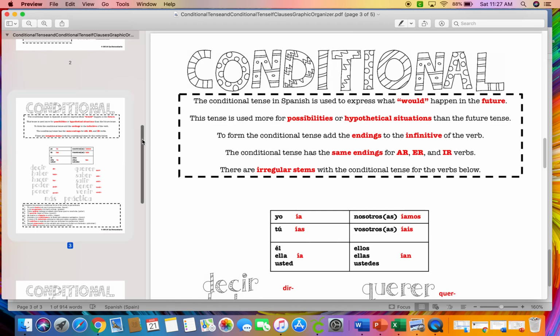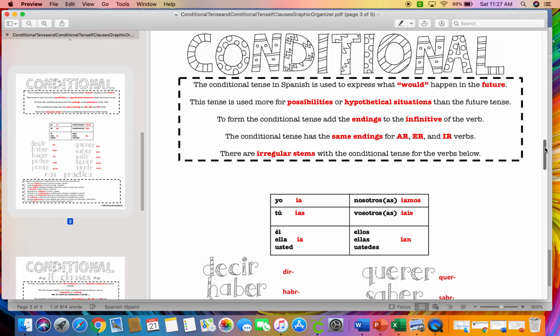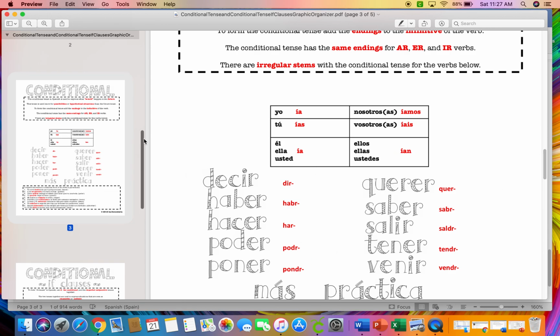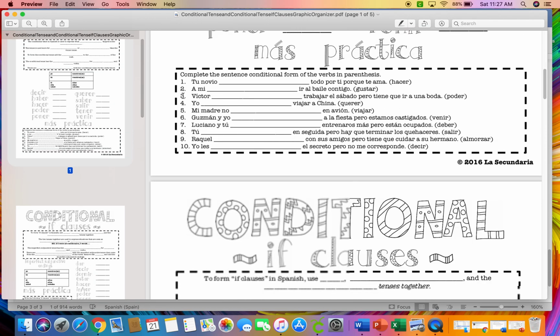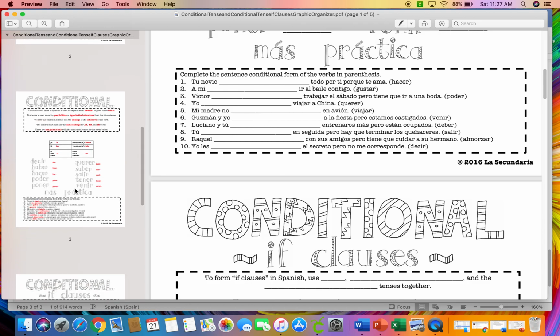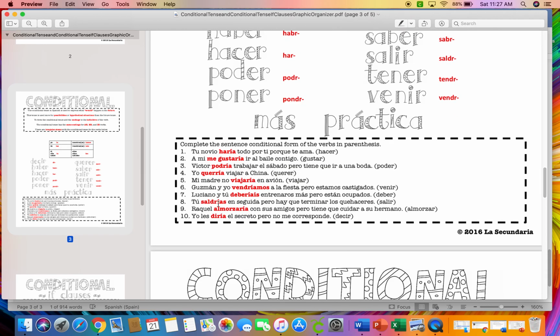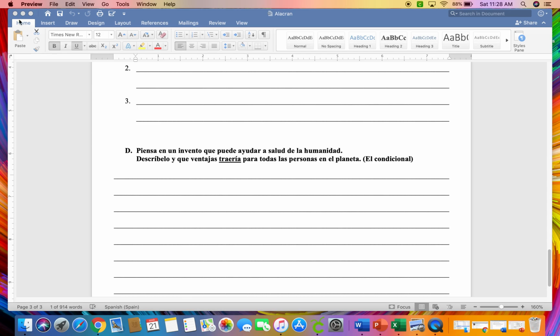So remember, conditional tense is super fácil. The endings are just the ias, and the irregulars are the exact same ones as the future tense. There's a little practice activity at the bottom for you guys to do, just conjugating. Do that by yourself first and then go back and check your answers. Don't just copy the answers. So yeah, there's the answers, but you want to do your own practice first before you check those. So there's your graphic organizer on the conditional tense.